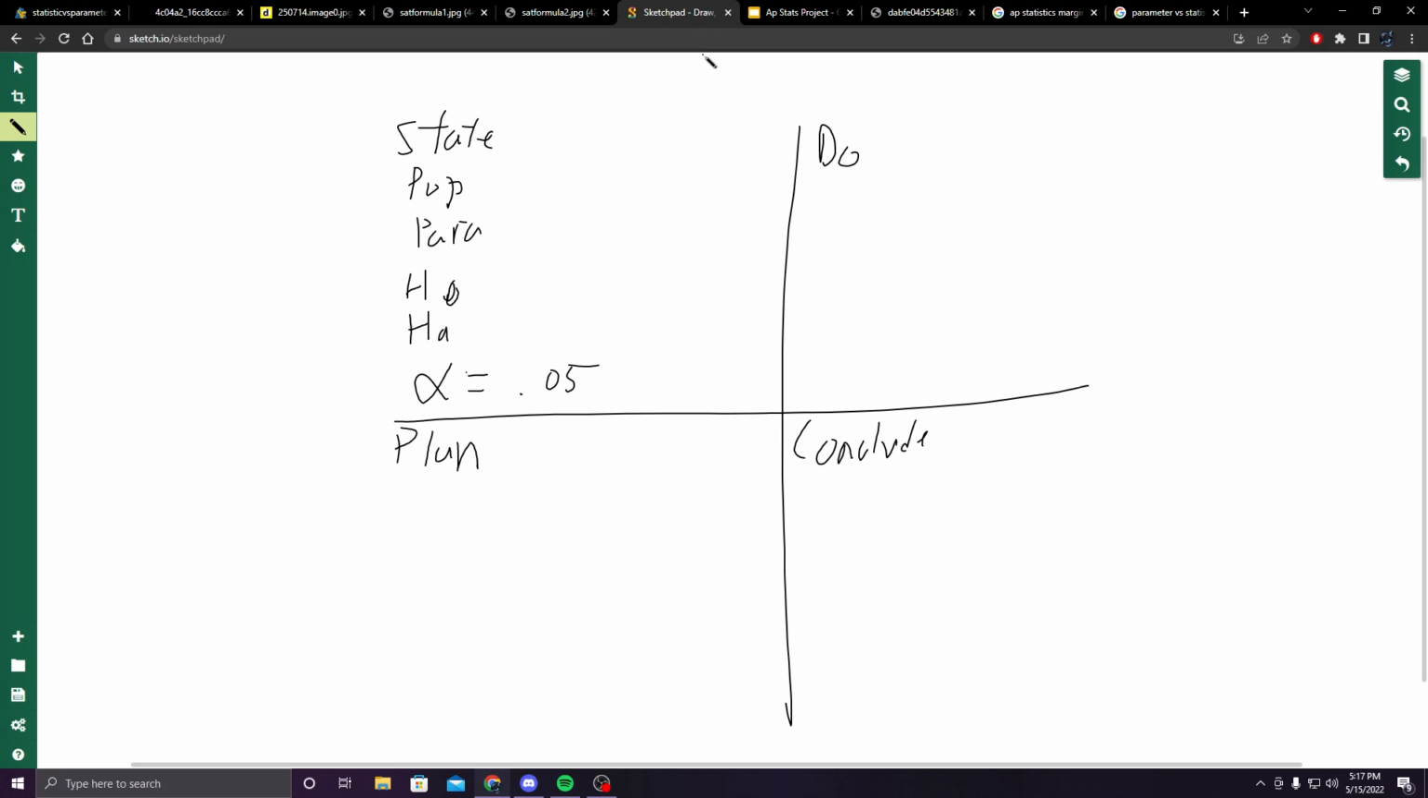So let me just make up a scenario. All right, let's go back to the rainwater scenario, right? So the population is rainwater collected. This is terrible. I'm terrible at writing. The parameter is mean rainwater collected.